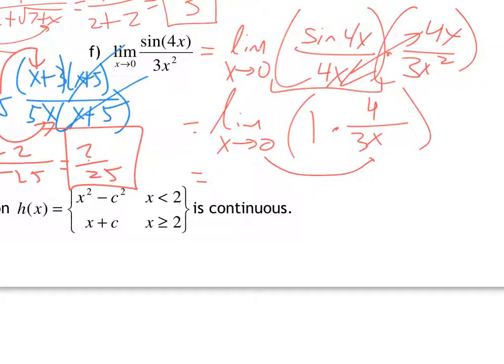As we get 0 on the bottom, this thing gets huge. So we have 4 divided by 0, or a very small number. 4 divided by a small number is a big number. 4 divided by 0.01, 4 divided by 0.001, and so on and so forth. So this thing is growing, and it's going to become infinity.